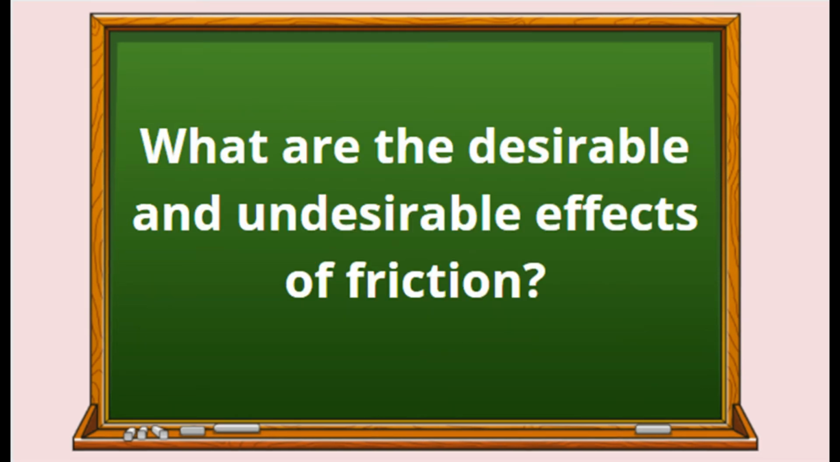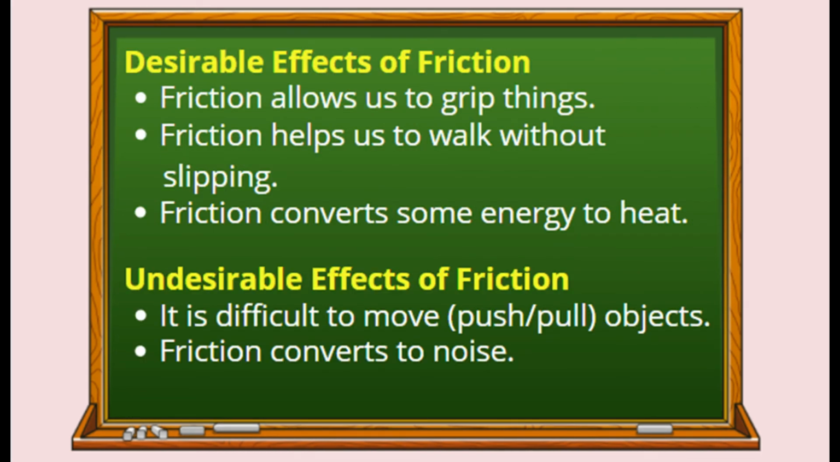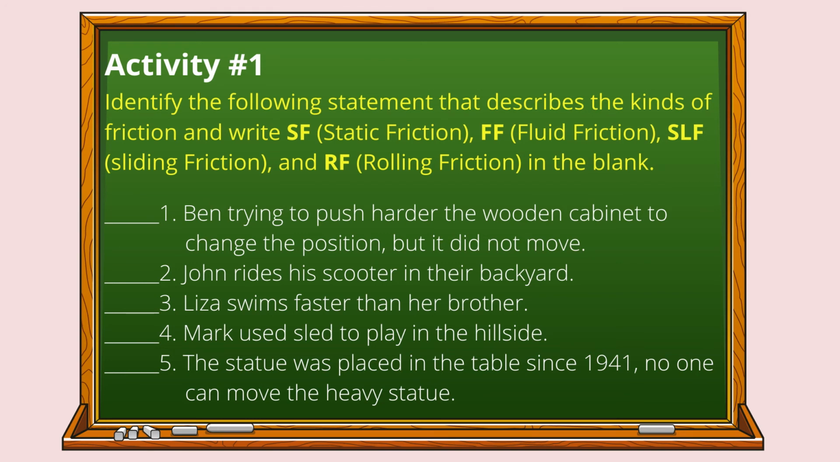What are the desirable and undesirable effects of friction? The desirable effects of friction are: friction allows us to grip things. Friction helps us to walk without slipping. Friction converts some energy to heat. What are the undesirable effects of friction? It is difficult to move, push, or pull objects. Friction converts to noise.